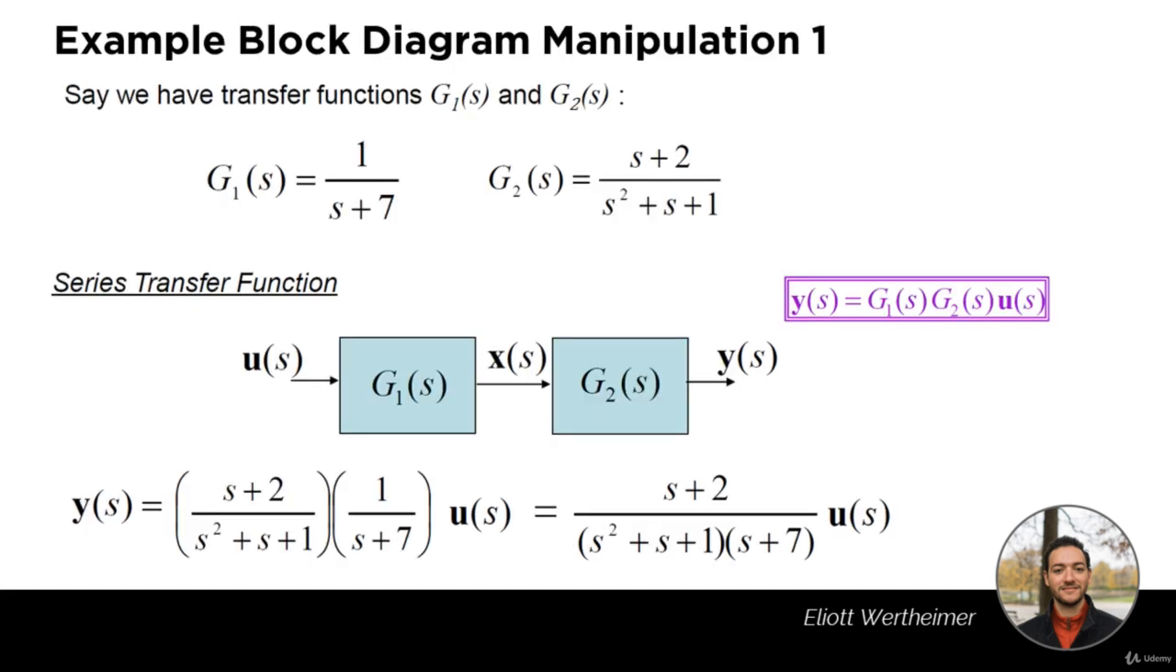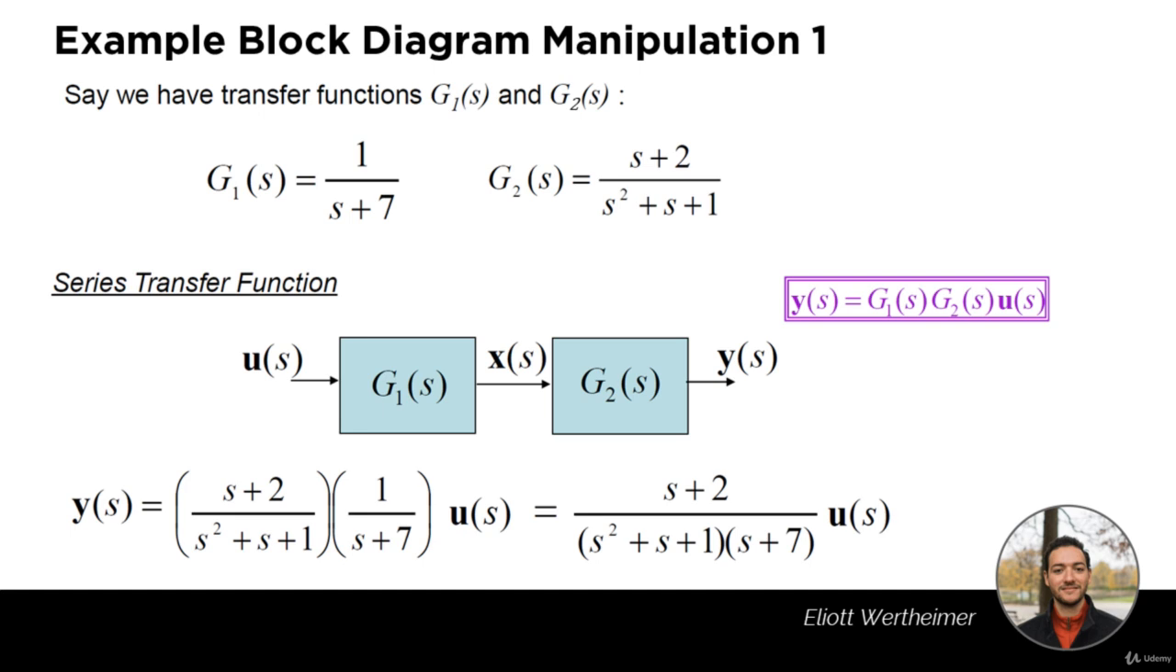Let's have a look at an actual example of block diagram manipulation with two real transfer functions. So we have firstly G1(s) equals 1 over s plus 7. We then have G2(s) equals (s plus 2) over (s squared plus s plus 1). We're going to start with our series transfer function example. So like before, you can see that block diagram. You can then work out the equation for the output Y(s). You can do it again to check that you find the same result, and you get that Y(s) is equal to G1(s) times G2(s) times U(s).